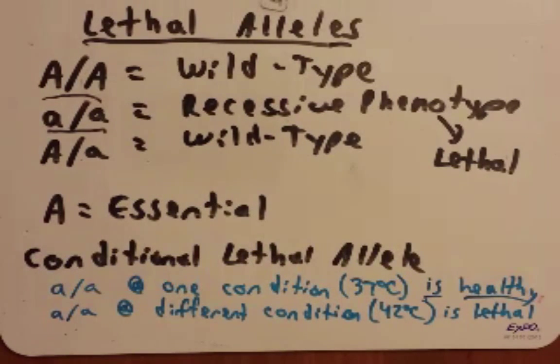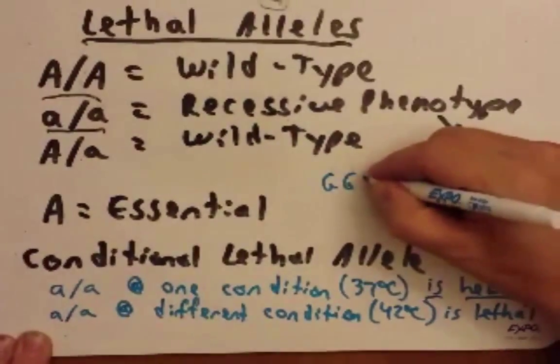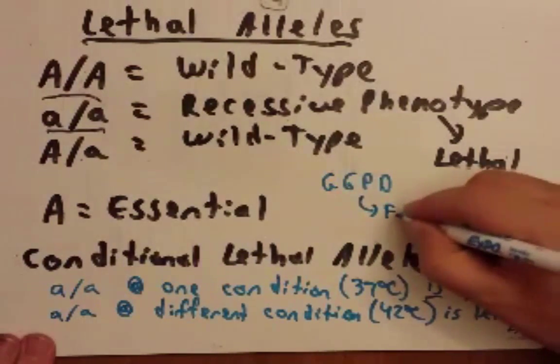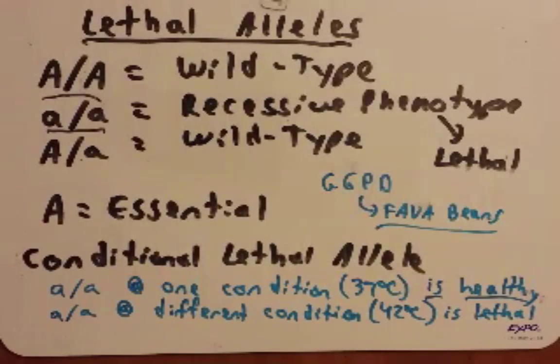We see this in humans as well. Sometimes the diet will affect the way a certain allele is expressed. There's an enzyme in our glycolytic pathway called, I might as well write it down, or abbreviated, glucose 6-phosphate dehydrogenase. And if there's a mutation in that, you're typically okay. But interestingly, if you eat fava beans, it's lethal. Alright, let's erase this.